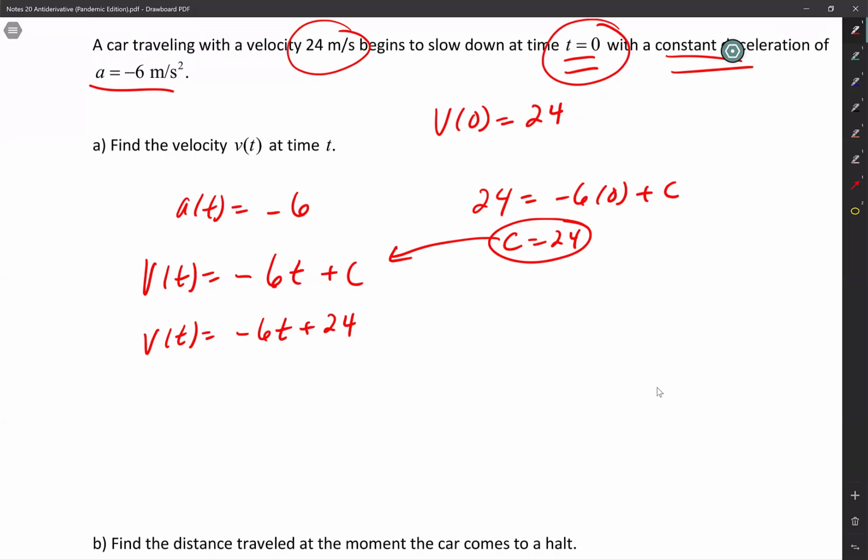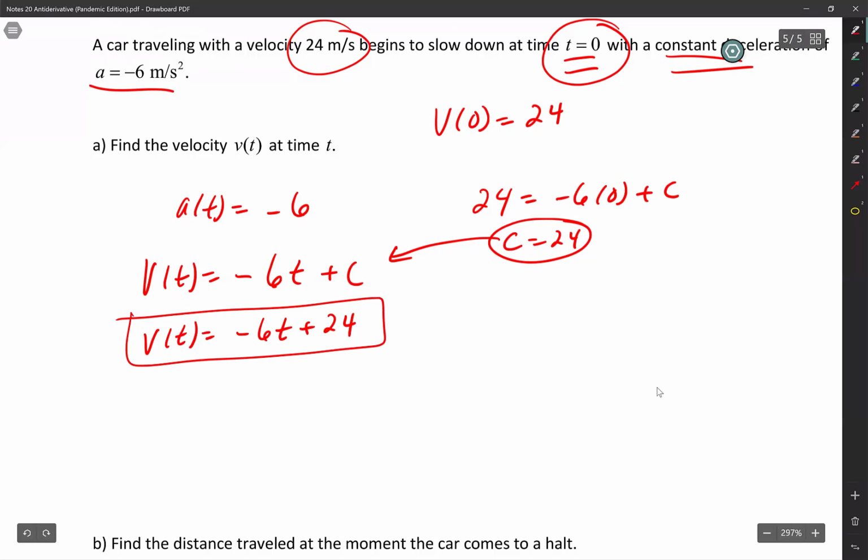Are you still okay, guys? And that's it. We're done. It says find the velocity v of t at time t. This will give me my velocity all the time.